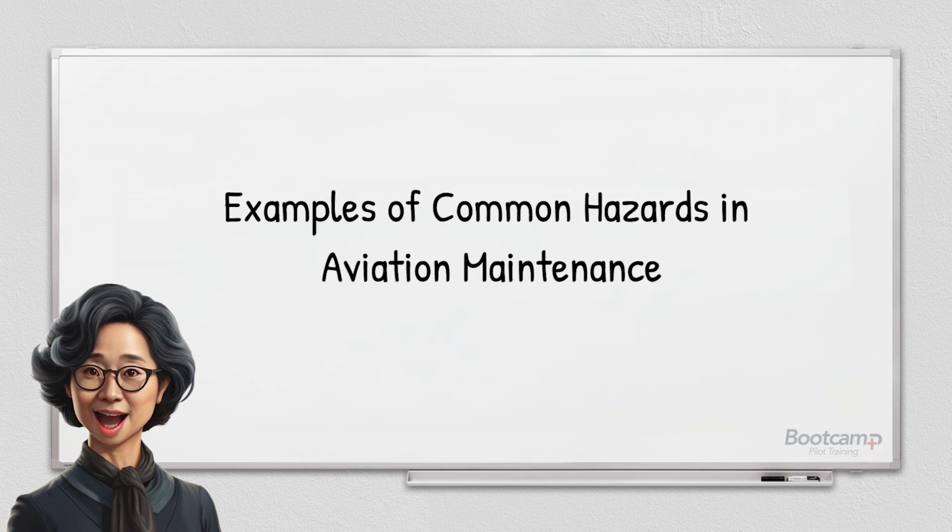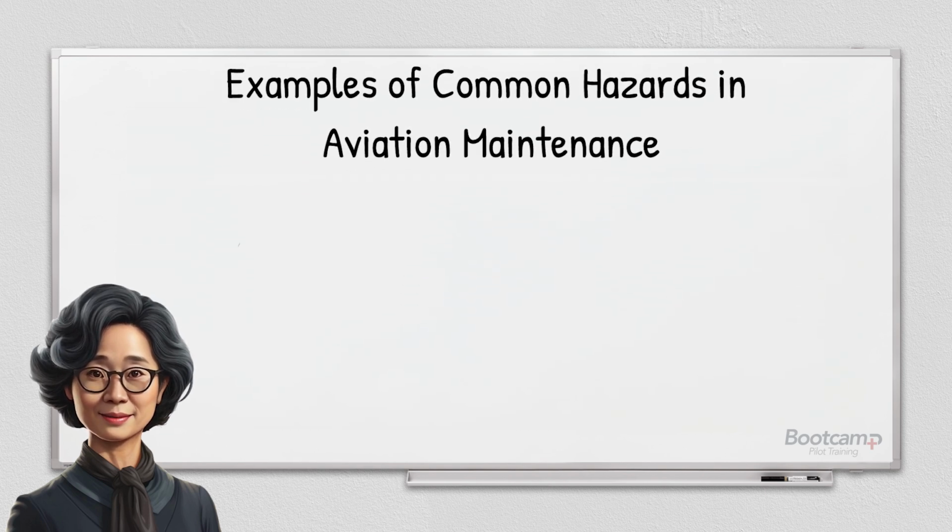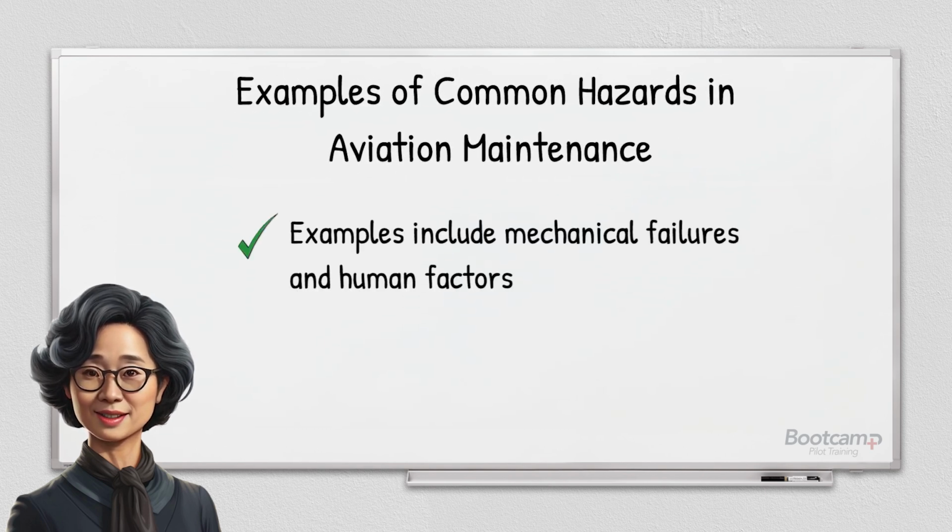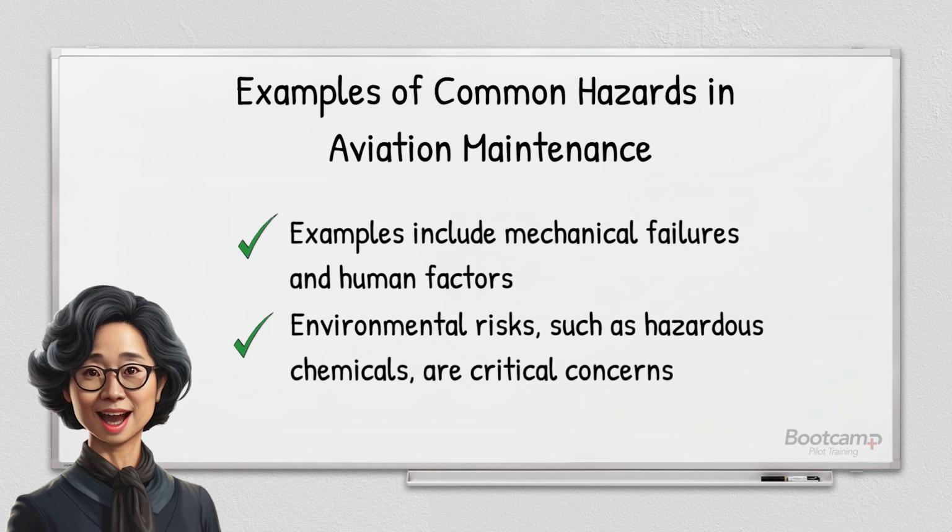Let's look at some common hazards in aviation maintenance. These include mechanical failures, equipment malfunctions, and human factors such as fatigue or insufficient training. Environmental hazards, like adverse weather and handling hazardous chemicals, are also significant. Recognizing these risks is key to implementing effective safety measures.